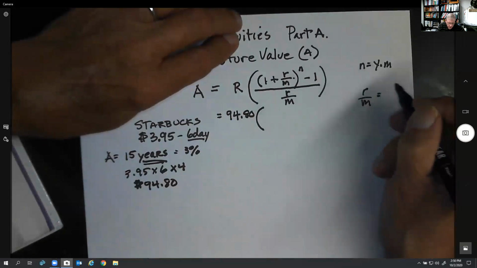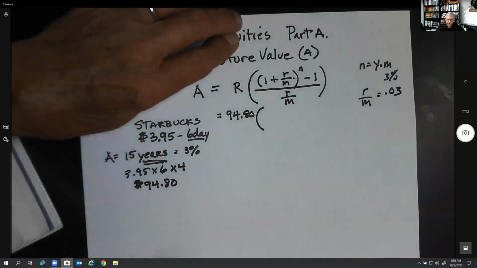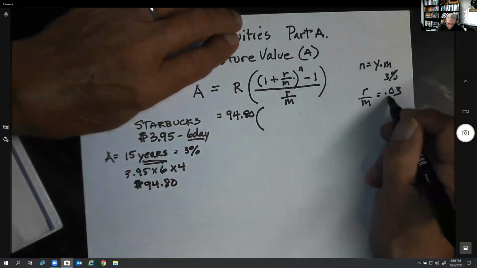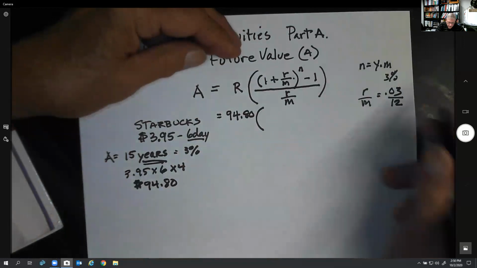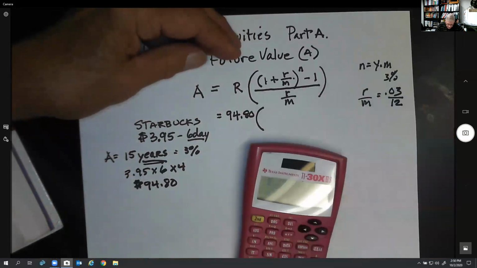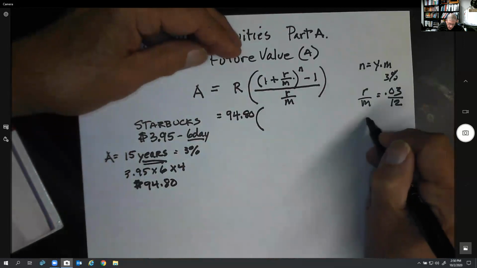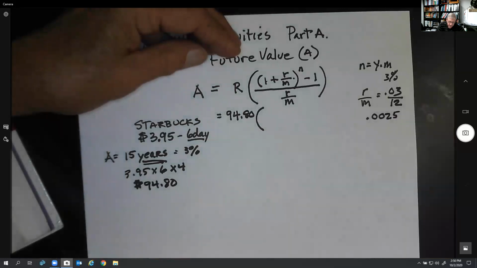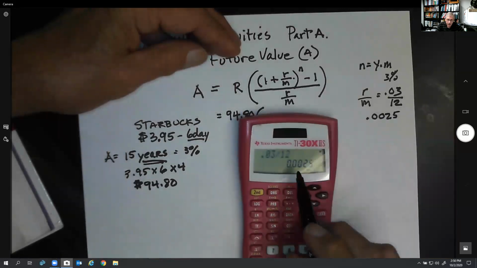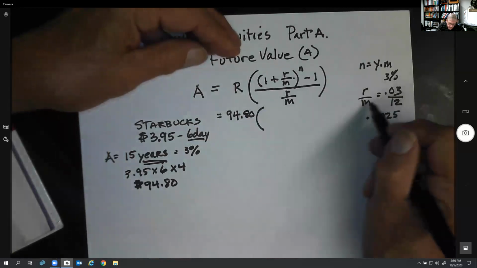Now we're going to figure out what R over M is because it comes up quite a bit. R is 3%, but we're going to change that to a decimal, so that'd be 0.03. And M is the number of months in a year, 12. So we're going to divide that off and see what we get on our calculator. 0.03 divided by 12 is 0.0025. Now, it's very important when you write this down that you're careful. Don't write 0.025. Went through that pretty fast. Don't write 0.000. Be careful about this amount. So that's what R over M is.